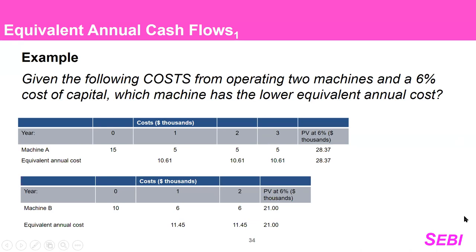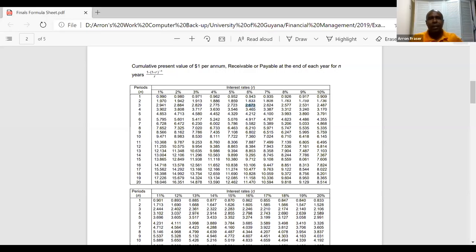So, sir, in other words, the 28.37 is divided by the 5? No. So the 28.37 is divided by the third year annuity factor, which is... you come back and use this table. At 6%, you get a third year annuity factor of 2.673, and you get the annual cost for machine A. For machine B, which is 2 years, you take the 2-year annuity factor for the 6% discount rate, or the 6% interest rate, sorry.